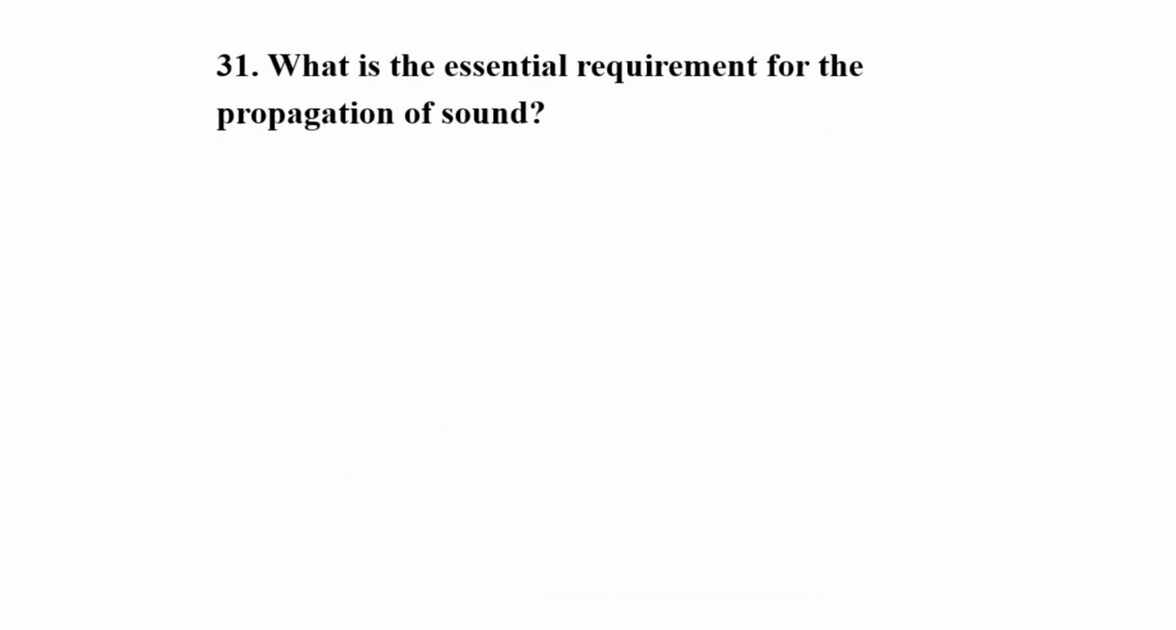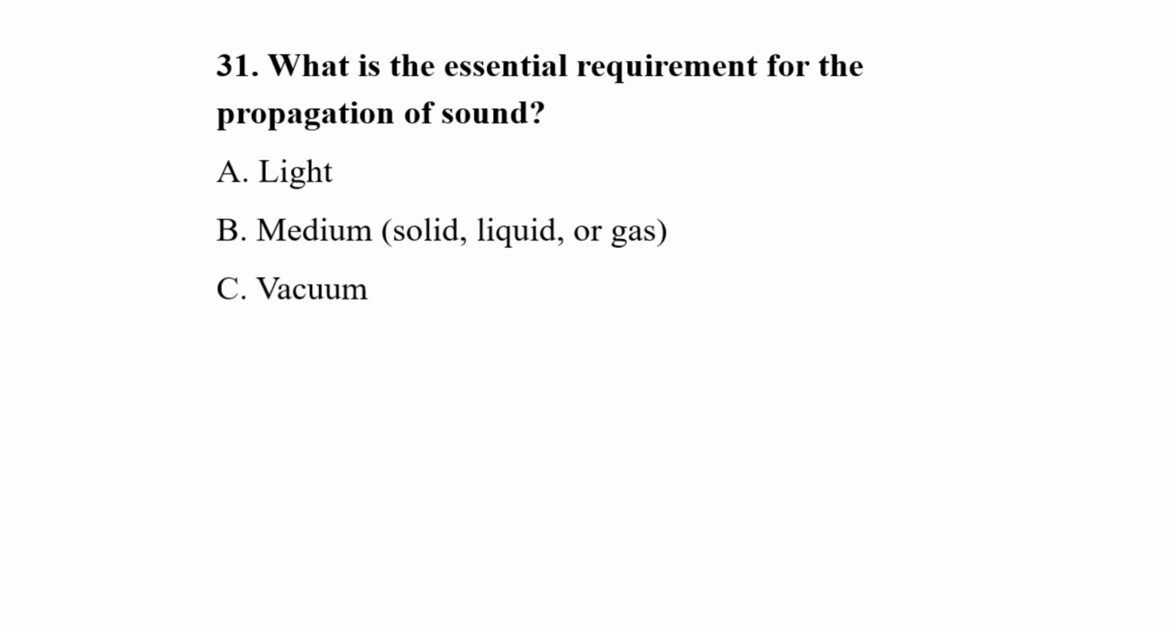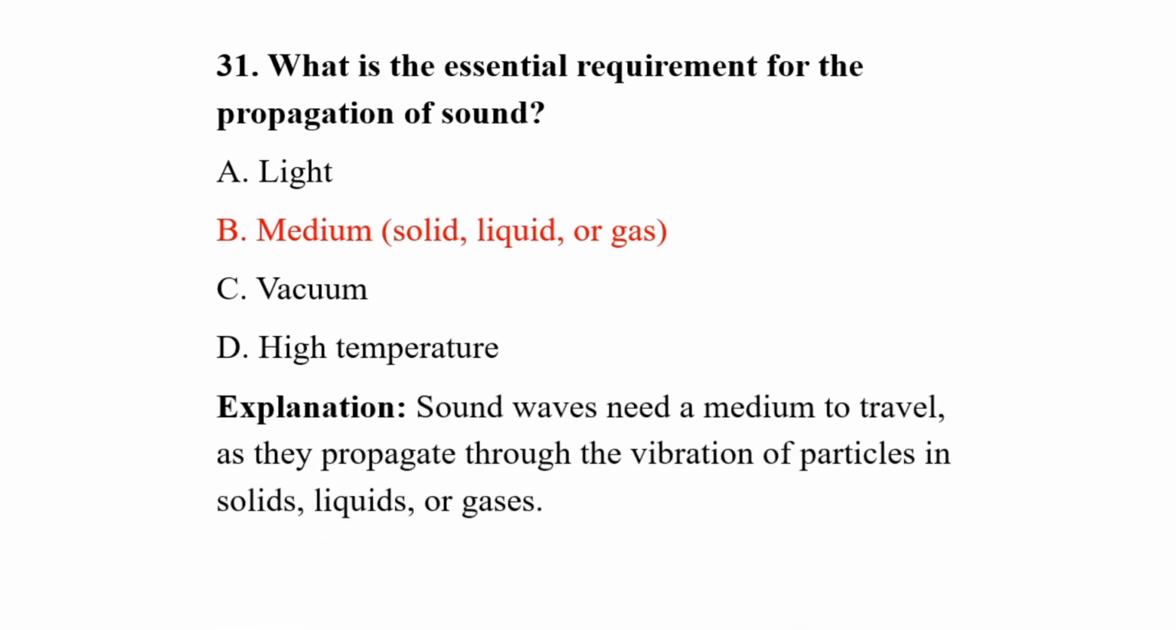Question number 31. What is the essential requirement for the propagation of sound? A. Light. B. Medium, either solid or liquid or gas. C. Vacuum. D. High temperature. The answer is medium. Sound waves need a medium to travel as they propagate through the vibration of particles in solids, liquids or gases.